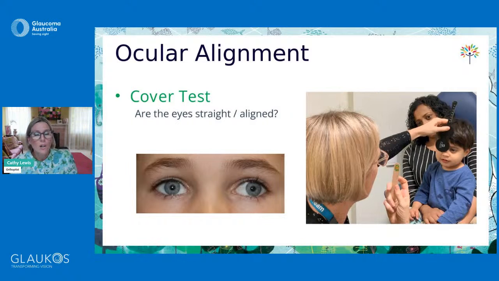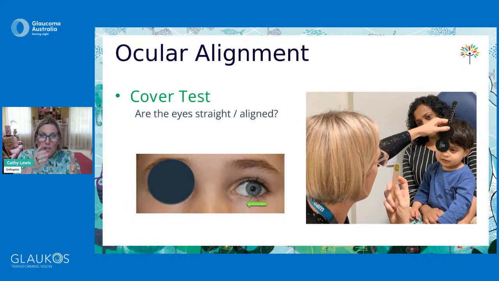So looking at the close-up images on the screen, once again, you can see the eye on your right is turned outwards. Now, if we covered the eye on your left, the eye on your right would need to move inwards to look straight ahead. And it's that movement which would indicate an eye turn, and that eye could have amblyopia.